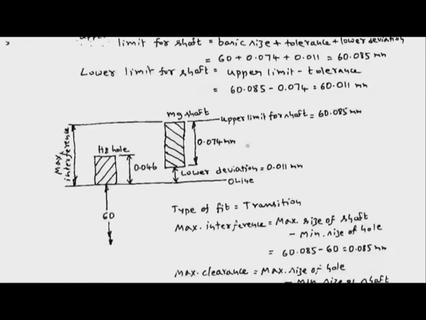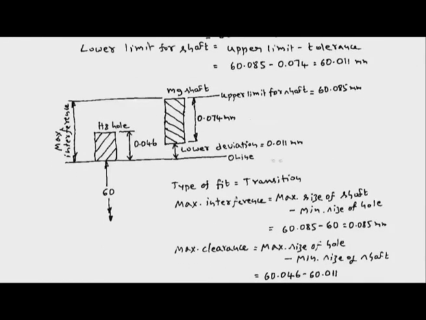So, all the values are shown in this pictorial representation. So, now we can see there is overlapping of the zones. The tolerance zone for the shaft is overlapping with the tolerance zone for the hole. So, we have a transition fit.